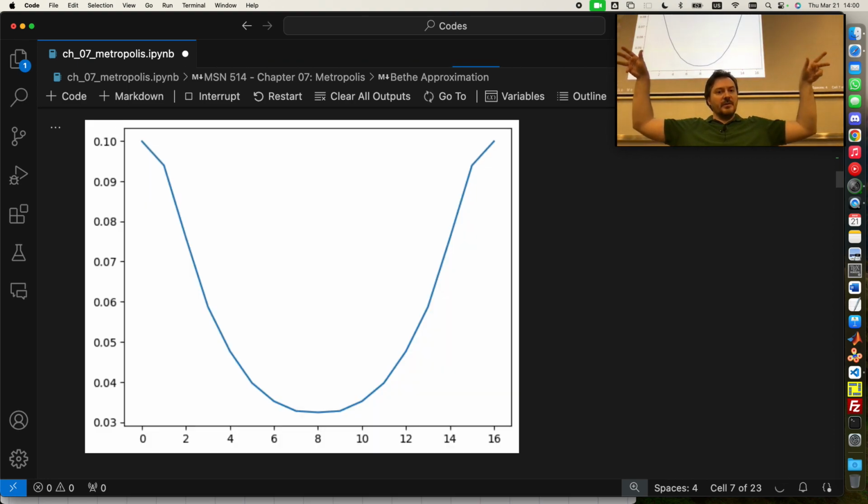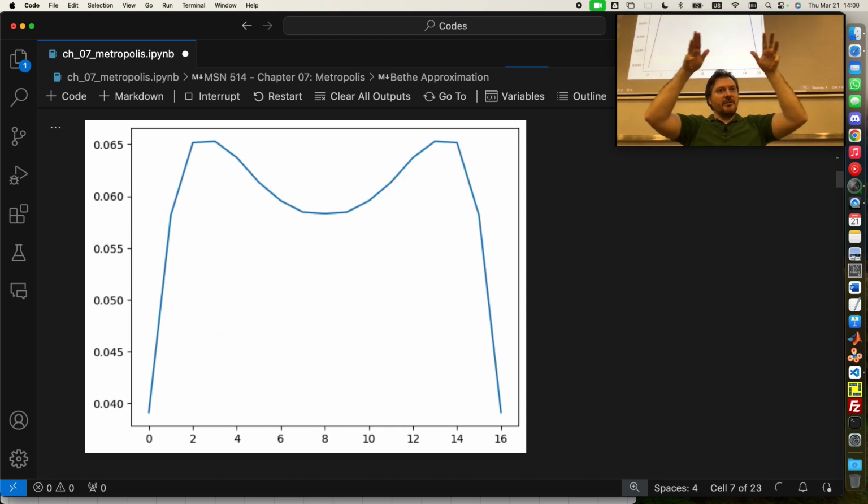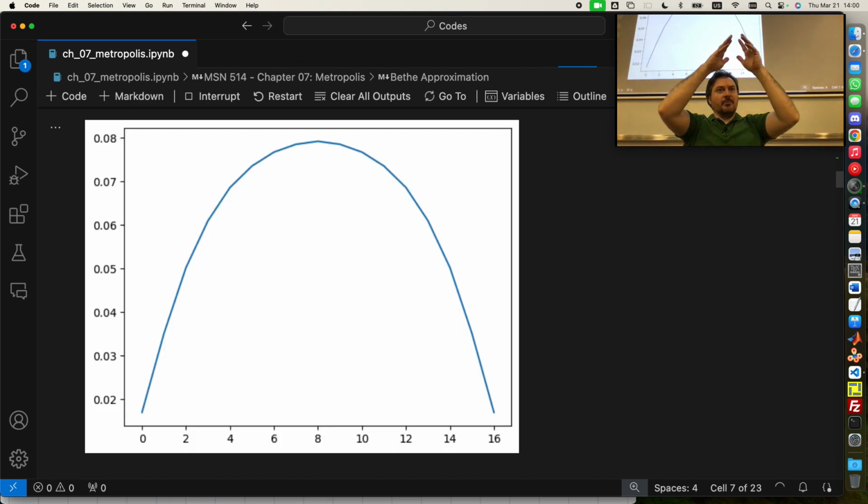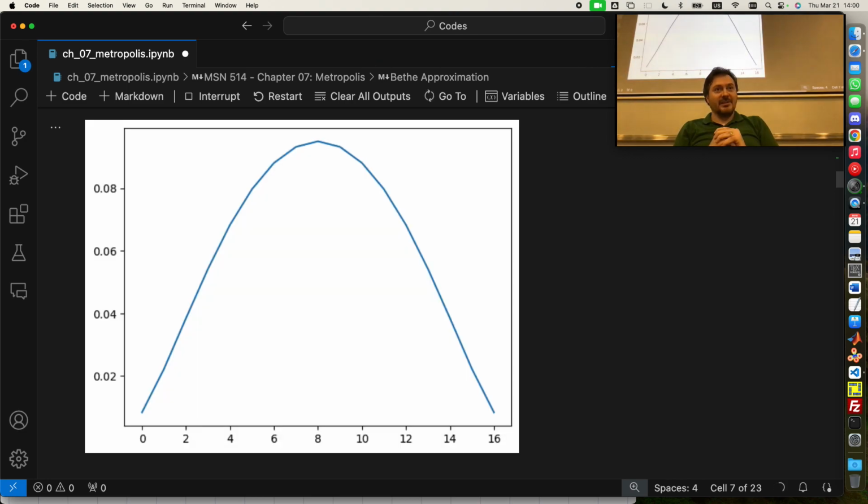But then what happens? There are these two peaks that come close to each other and combine into a hump. Did you see what happened?